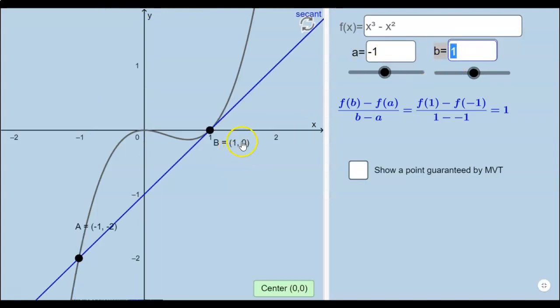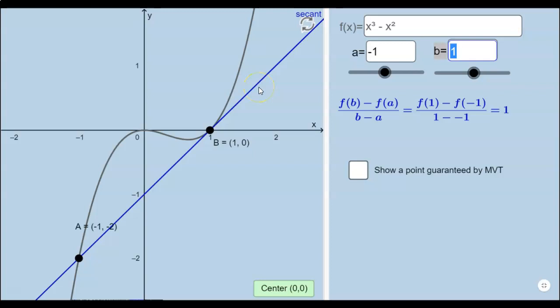So notice what happened is we created a secant line, so it's labeled right here, secant line. We created a secant line that is going through -1, -2, and 1, 0. All right, so that's my secant line.